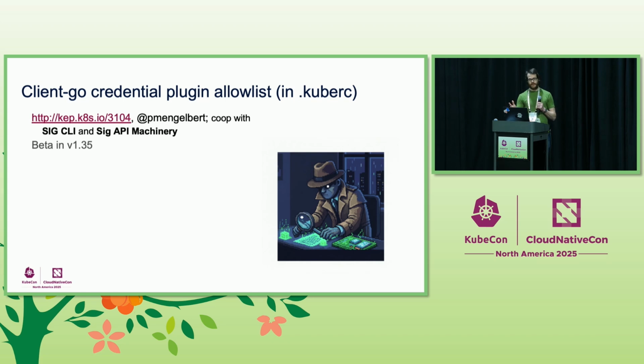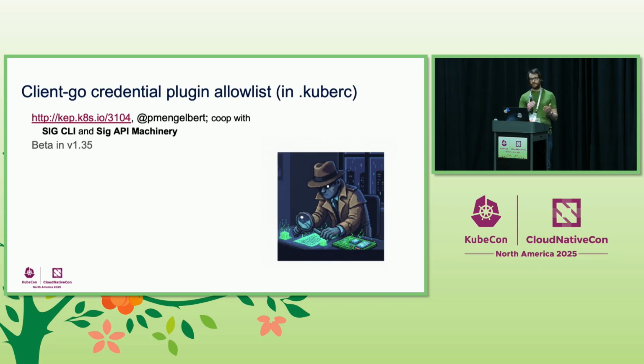So this was an effort that spanned multiple SIGs. SIG Auth and SIG CLI and API machinery were also instrumental in making this change. But what this feature does, the policy and allow list, is that it allows you to specify what binaries can, or I say binary, but really it could be a shell script or anything that fetches credentials on your behalf. kubectl will go ahead and execute that and fetch the credentials.